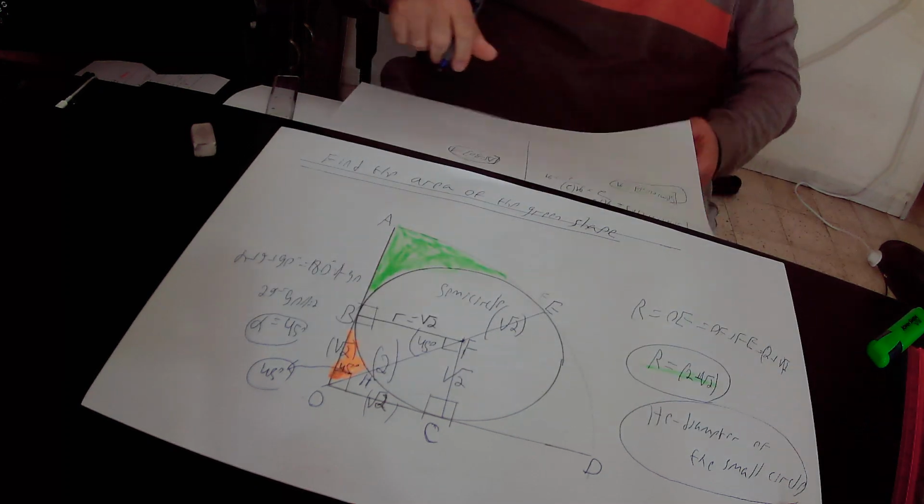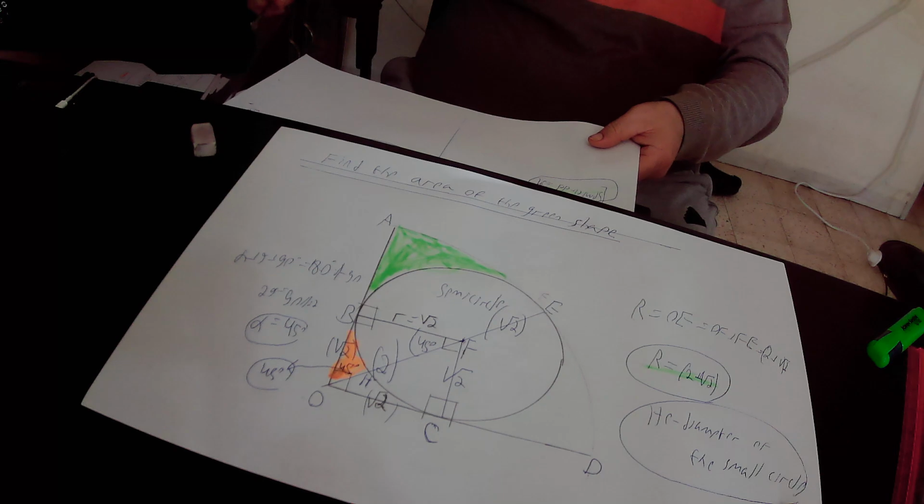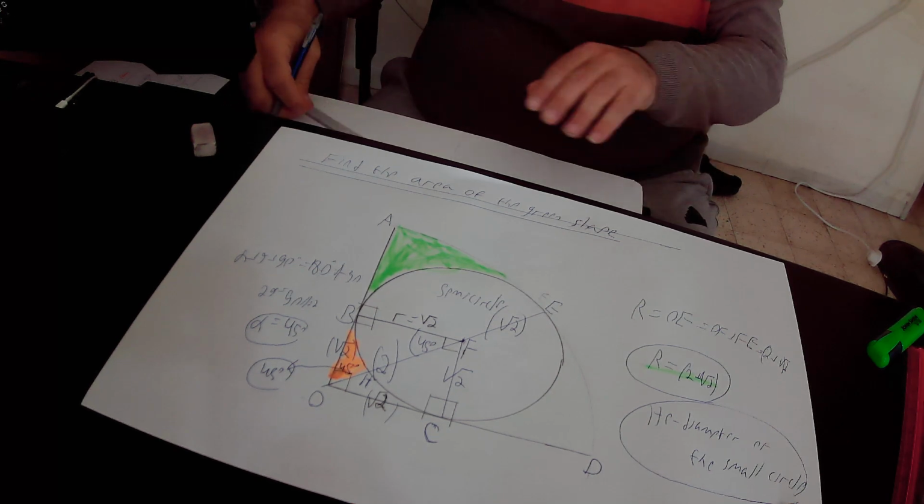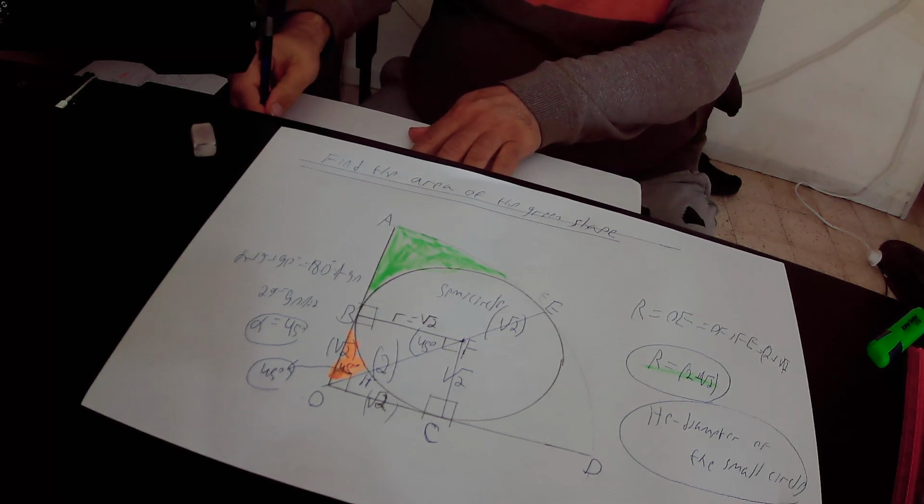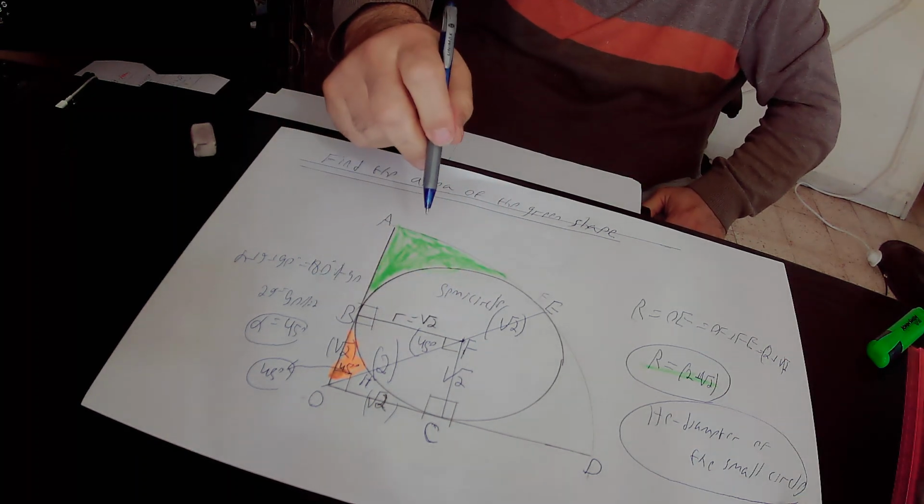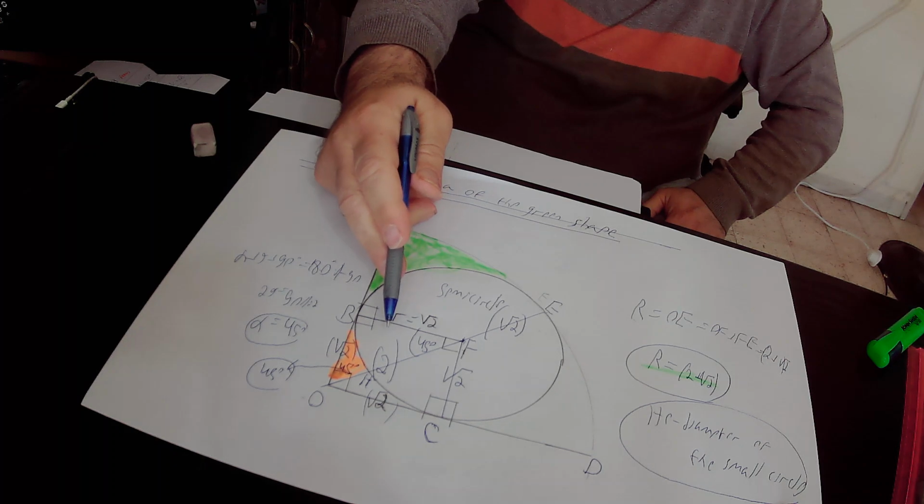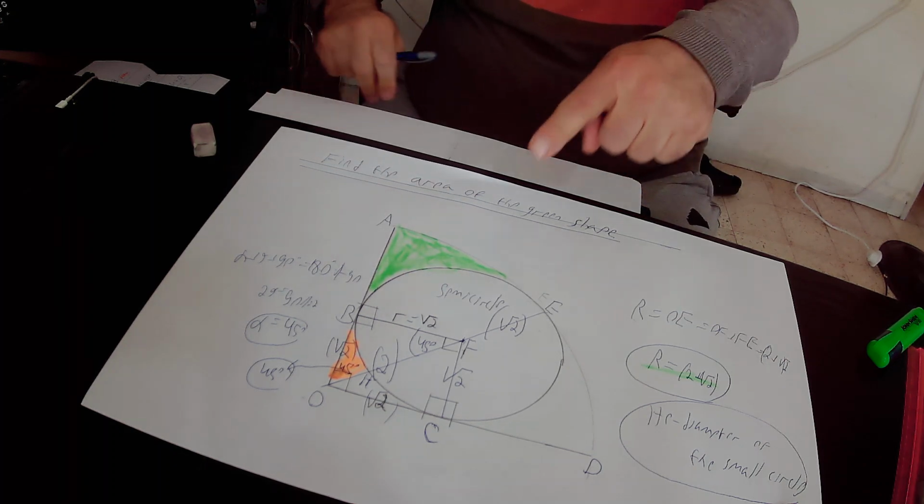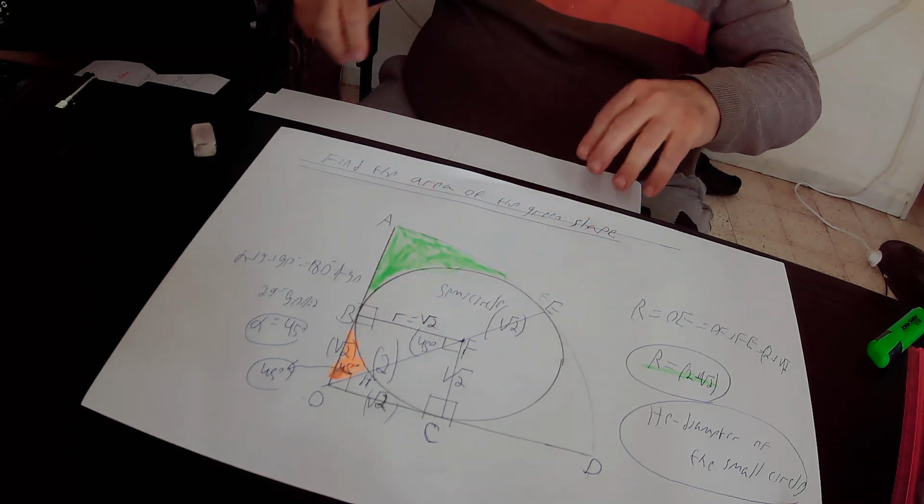Okay. And we have to subtract from the area of this right triangle FBO the area of this small sector FBH. What is the area of this small sector FBH?